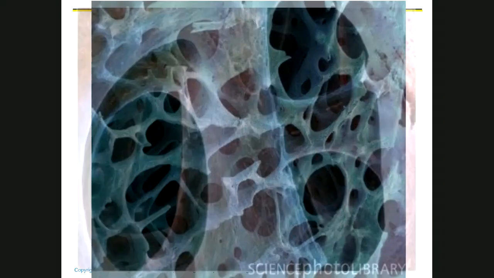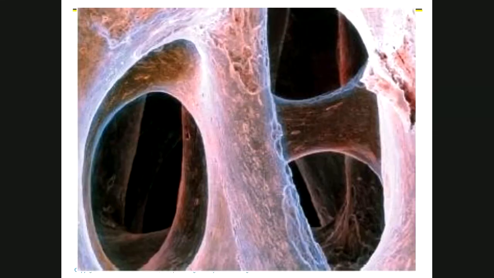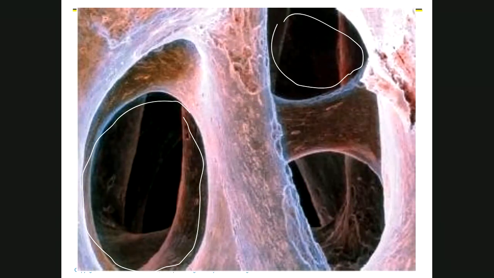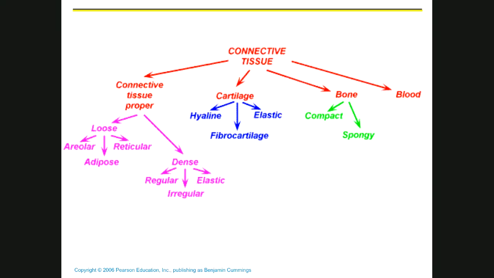But spongy bone does not look like dense bone. It's got these big empty spaces, or spaces with stuff in it. So it also is really easy to pick out. Any questions about bone? So remember, we had two types: dense or compact, and spongy.